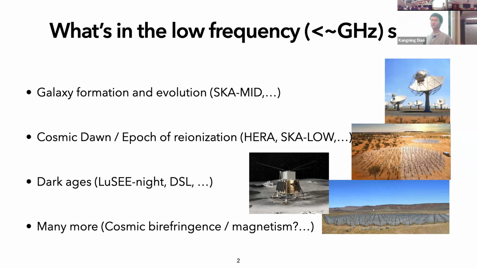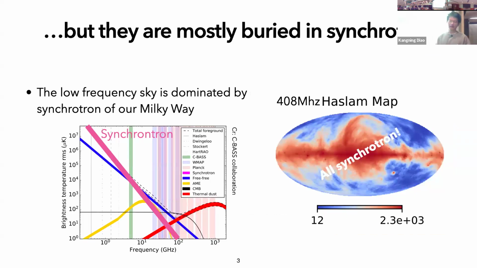And we even plan to go to the moon to probe the 21 centimeter emission in the dark ages, so we can see the physics happening there. This is a non-exhaustive list. I can easily list something like the search for cosmic birefringence or cosmic magnetism, which will also benefit from the observation in this band. However, unfortunately, most of these invaluable pieces of information are buried in the synchrotron emission of our Milky Way.